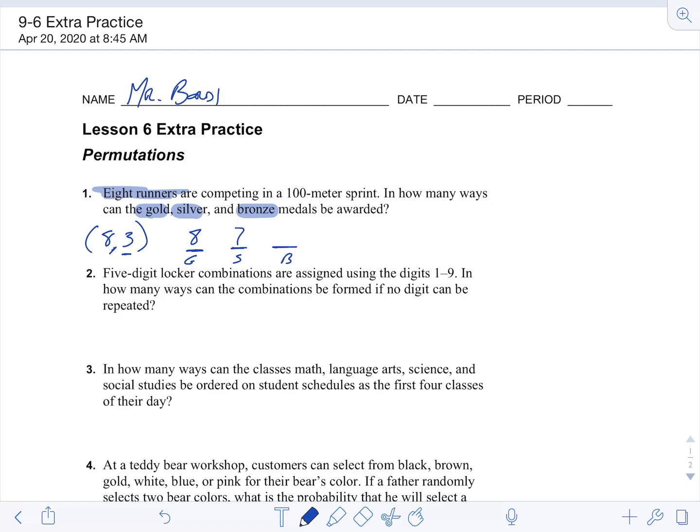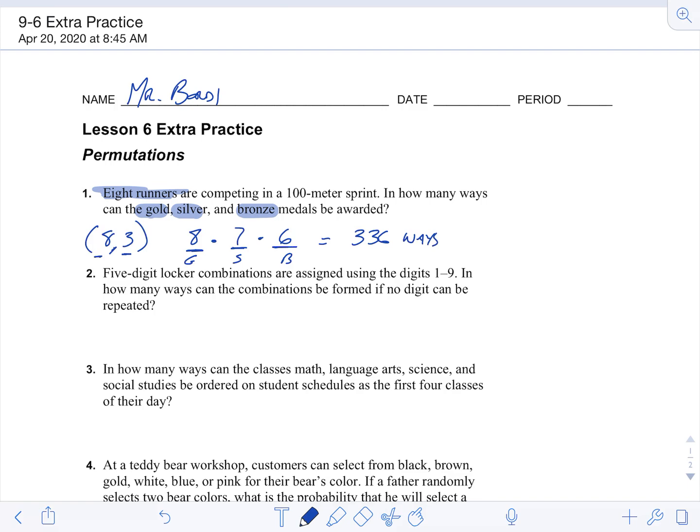Now we have somebody that won the gold and somebody with silver. How many people now have an opportunity to get that last spot? That would give us 6 people left. So now I have 8, 7, and 6 for the 3 spots. Now I have to figure out what operation. Again, always use multiplication here. So I'm going to multiply 8 times 7 times 6, and that gives me 336 ways to finish first, second, and third.